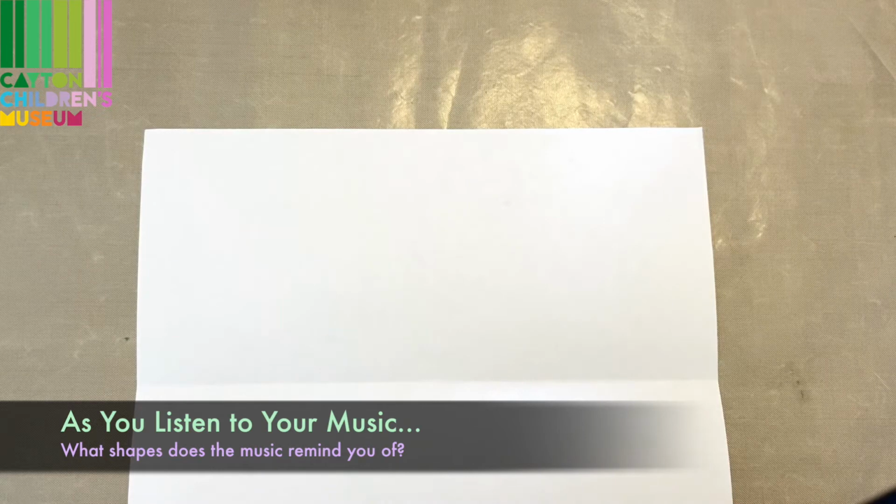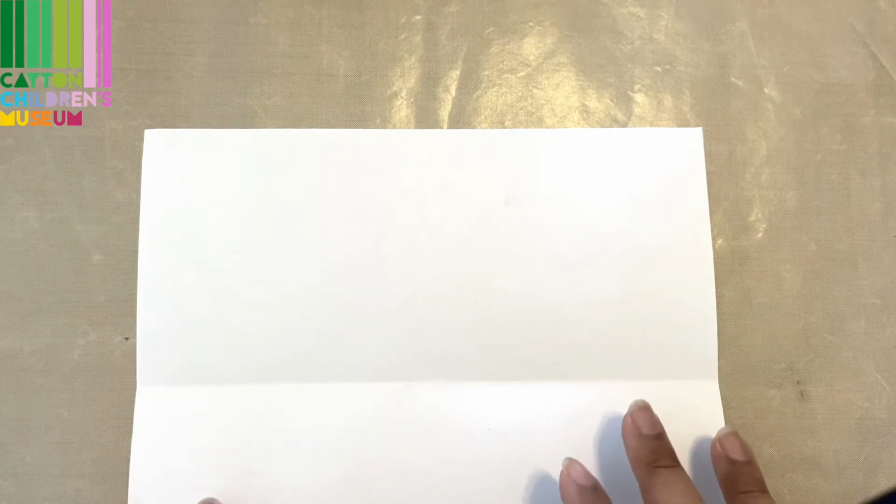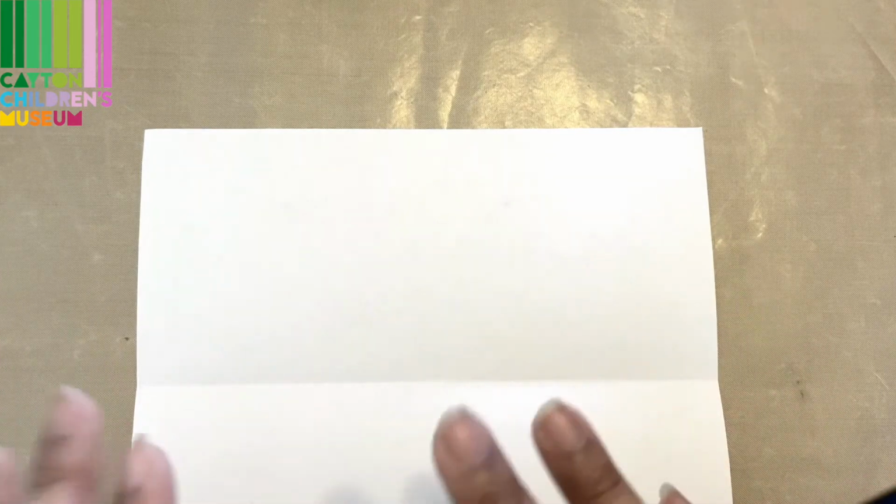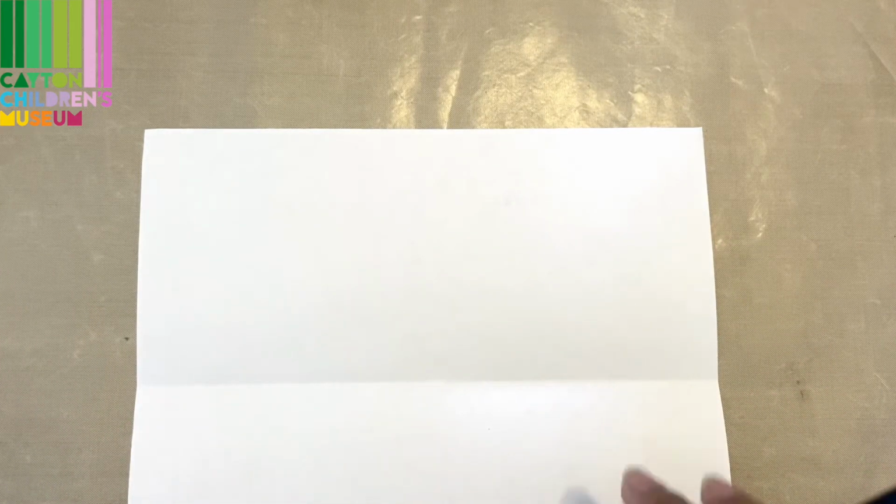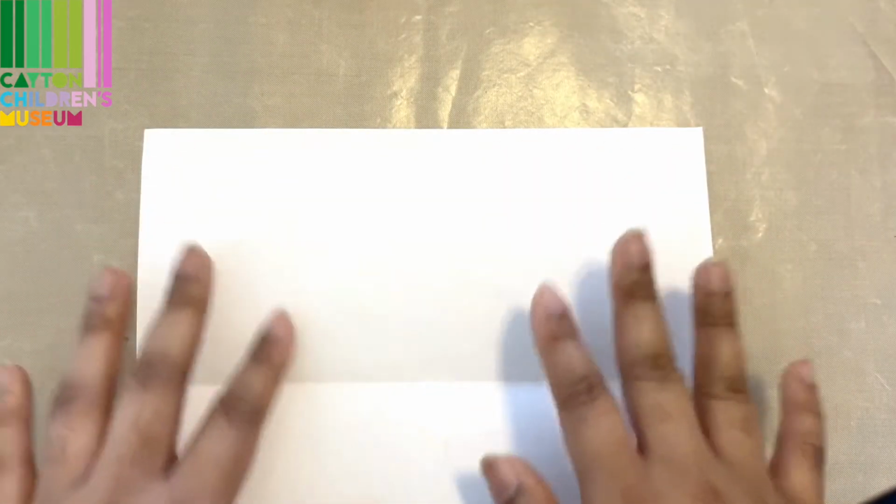So these are things that you want to think about as you are listening to the rhythm of the music and coloring and choosing the colors that you want and what shapes you're filling in your sections with.